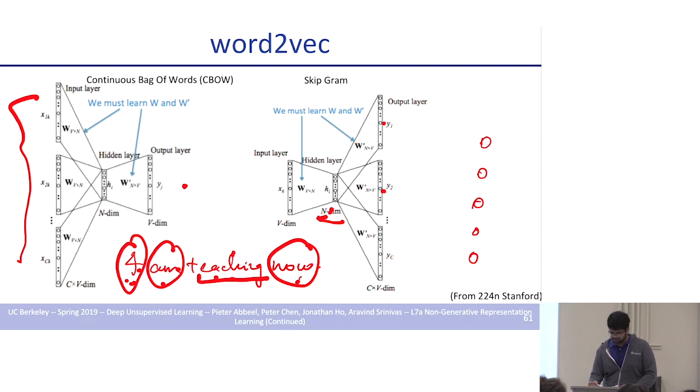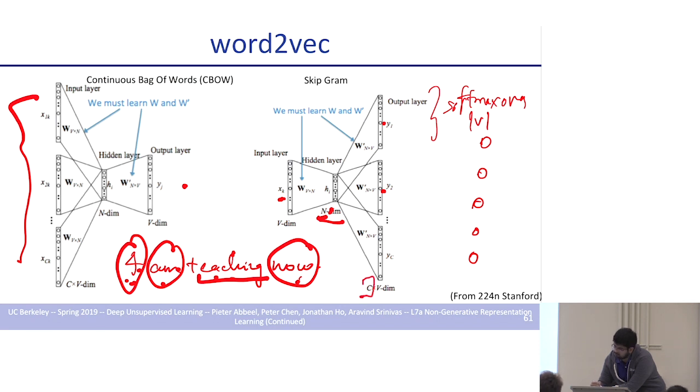Does that mean, where is the word? Is that the one-hot encoding? Yeah, so this is the one-hot encoding. This is the hidden representation. And each of these different outputs are softmax over the vocabulary. So you would have as many softmax layers as the context size.